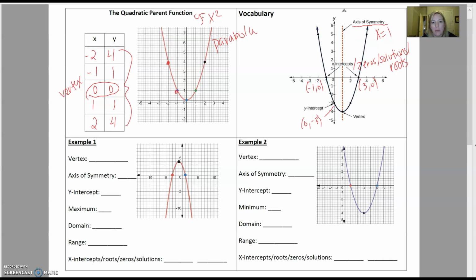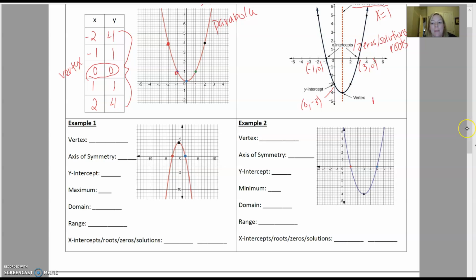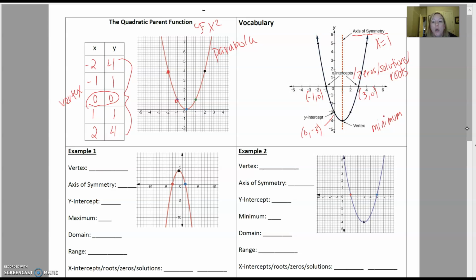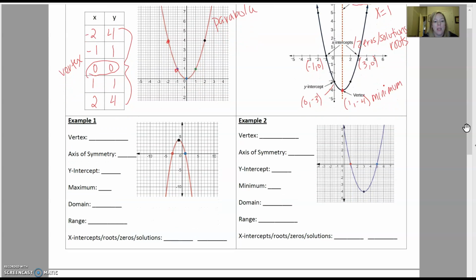All right, and then the most important part of a parabola is the vertex. So in this case, this graph is, you can't see that I'm circling it, this graph is a minimum graph because it has a low point instead of a high point. The vertex in this case is at 1, -4, because that's that coordinate right there. And in this case, it's a minimum because, like I said, it's at the bottom of the parabola. Versus in the next graph, it's a maximum because it's the top of the parabola. So those are the vocabulary terms you need to know.